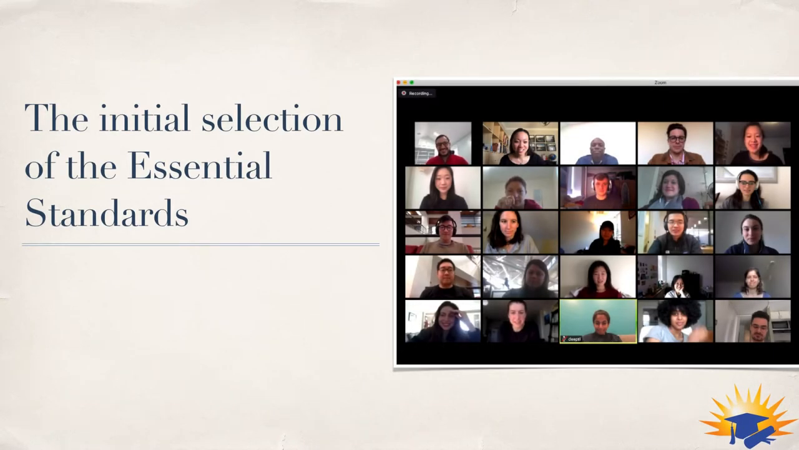At the end of the 2019-2020 school year, each department came together as a team to identify the non-negotiable or essential standards of each grade, course, and content.